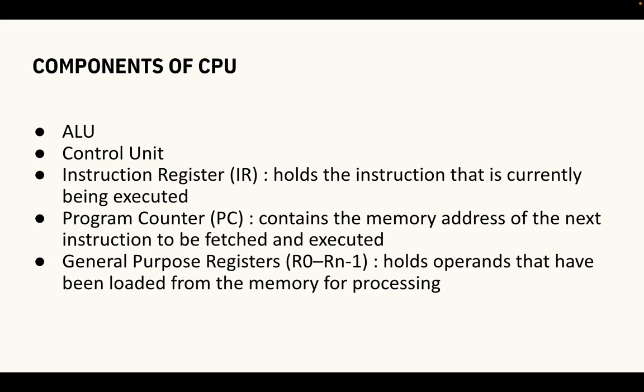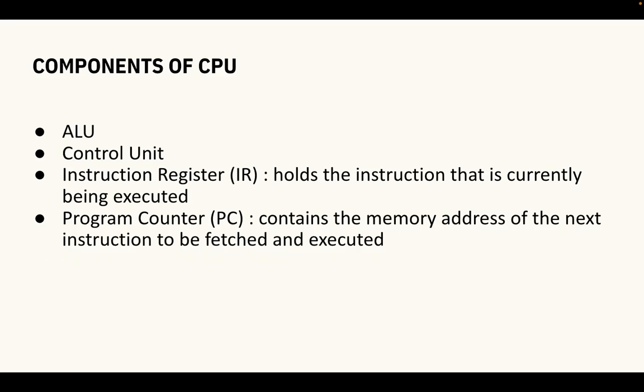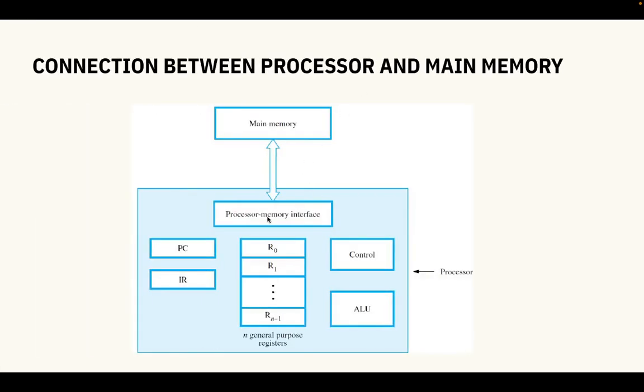Now, the processor can't work in isolation. It must interact with the main memory in order to fetch the instruction and perform the operation. The interaction happens through the processor memory interface circuits. As you can see in this diagram, we have a processor memory interface. This is a circuit that manages the transfer of data between the CPU and the main memory.